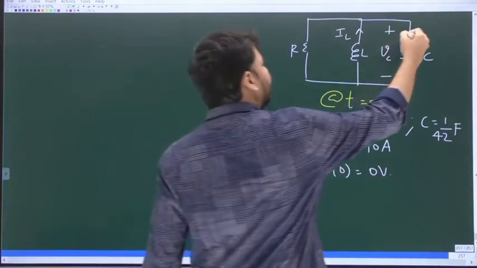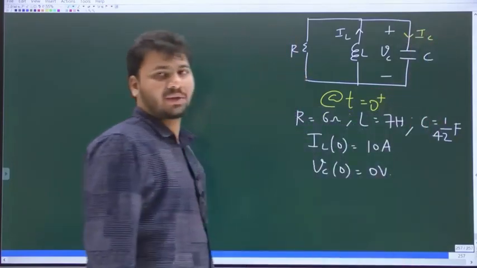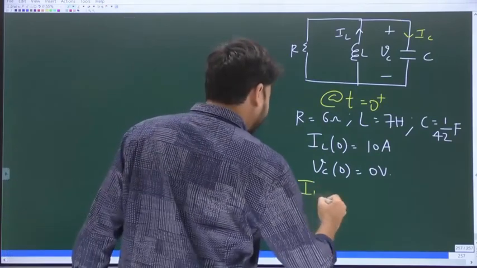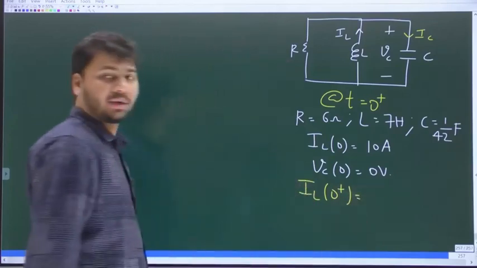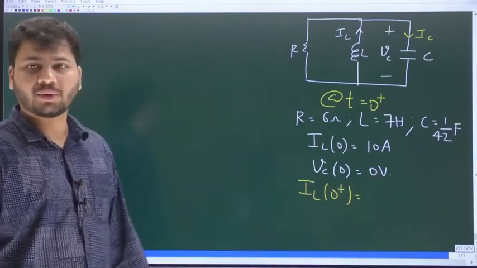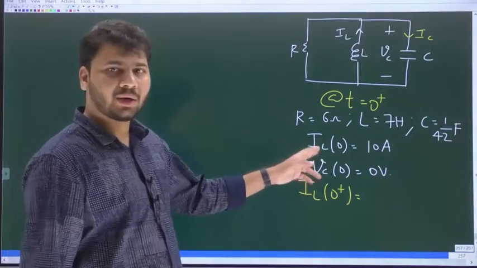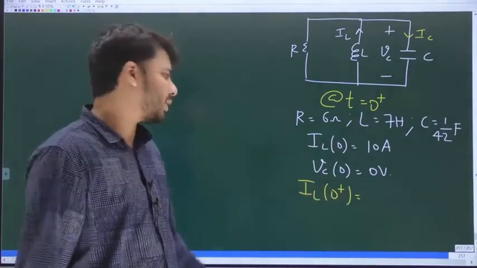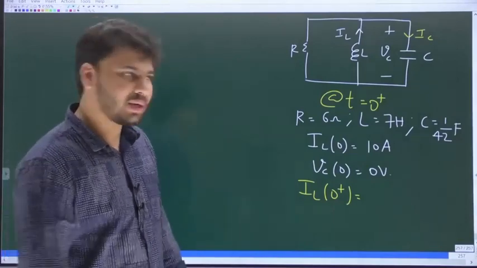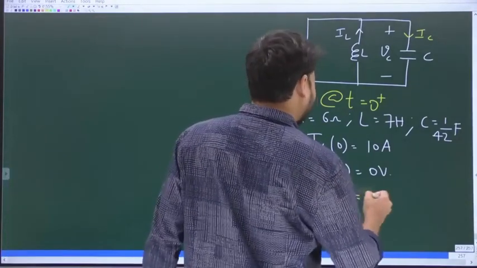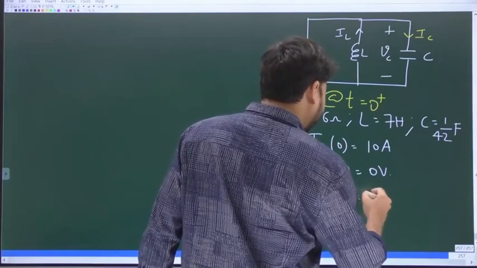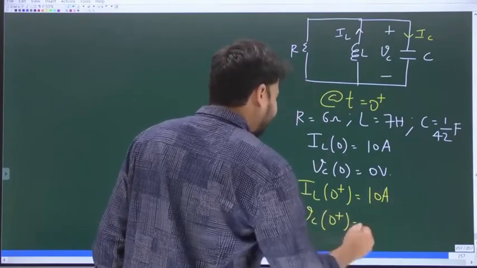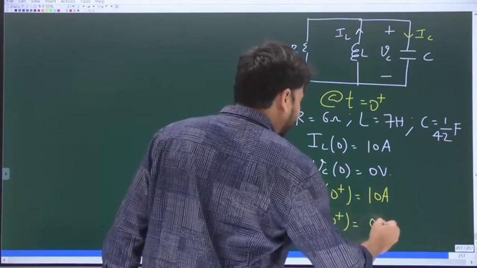Let me call the current through the capacitor IC. At t equal to 0 plus, what is the current through the inductor? The current through the inductor at t equal to 0 is 10 amps. Even at 0 plus it will also be 10 amperes, because current through an inductor cannot change suddenly or instantaneously. So IL of 0 plus is 10 amps. Similarly, VC of 0 plus will be the same as VC of 0, which is 0 volts.